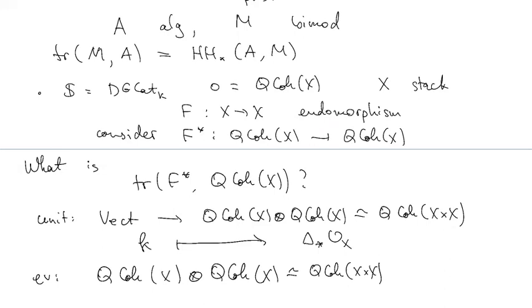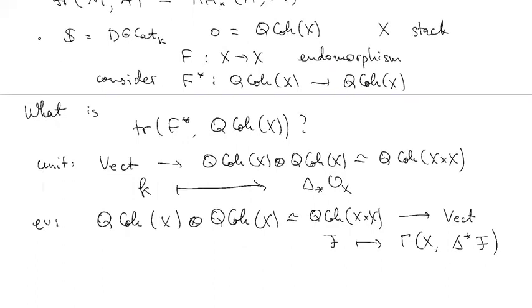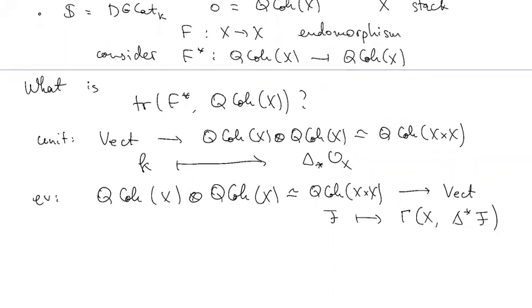So I'm supposed to give a functor to Vect, and it's given by, so my sheaf goes to Gamma, everything is derived, of X, Delta upper star. So I do the corresponding thing, which is I restrict to the diagonal, and then I take global sections. Okay, so let's calculate what such a thing is. And well, base change for quasi-coherent sheaves tells us how to do this. So let me draw diagrammatically what trace is. Well, so first we're supposed to apply a unit.